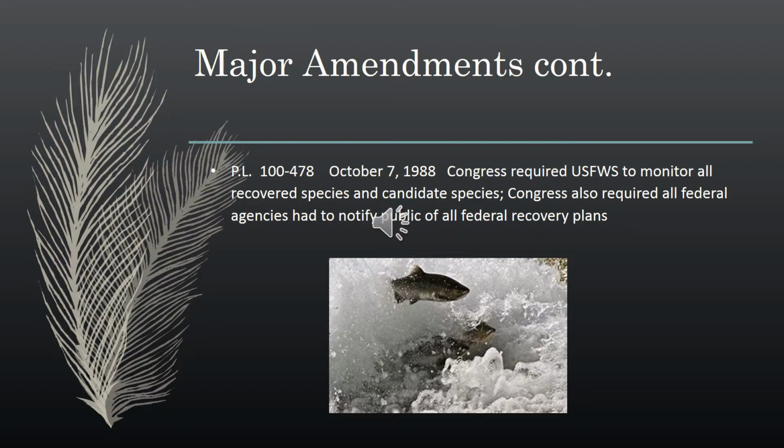Another major amendment to the Endangered Species Act included Public Law 100-478 in 1988. In this amendment, Congress required the U.S. Fish and Wildlife Service to monitor all recovered species and candidate species. And also Congress required all federal agencies to notify the public of all federal recovery plans for each species.